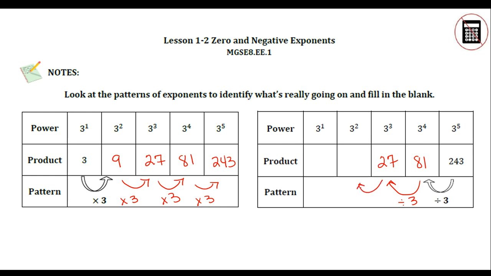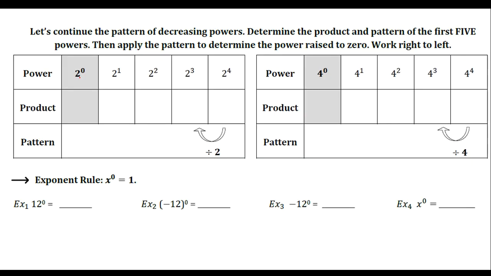And we're going to keep going down, dividing by 3. 27 divided by 3 is 9. Therefore, 3 squared is 9. And then we're going to take our product of 9 and divide it by the base of 3. And we have 9 divided by 3 is 3. And we know 3 to the first is 3. We're going to use this pattern to discover what happens when we have a power that has a zero exponent.